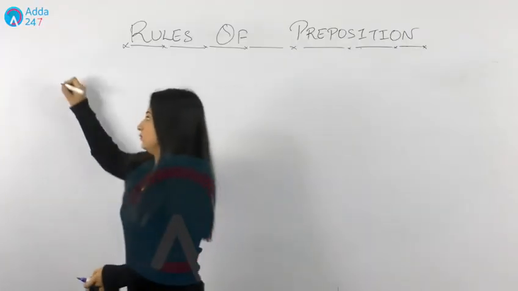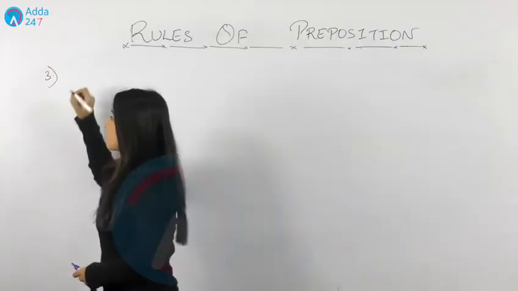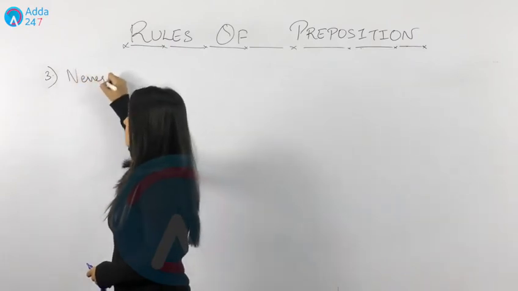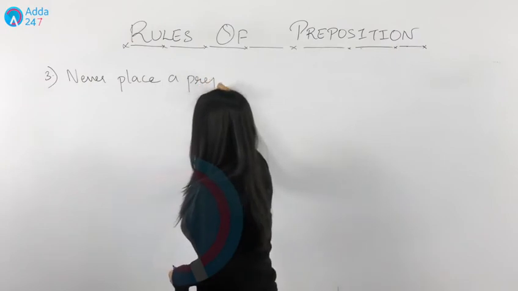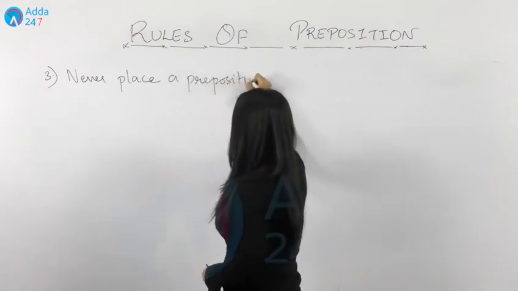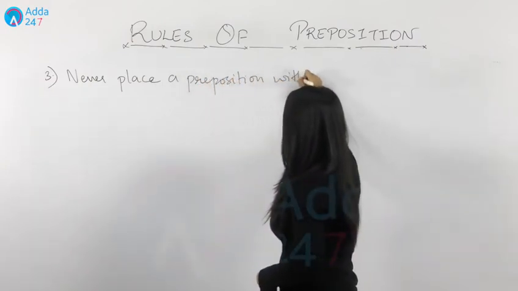Now the third rule that we have says, never place a preposition with what?